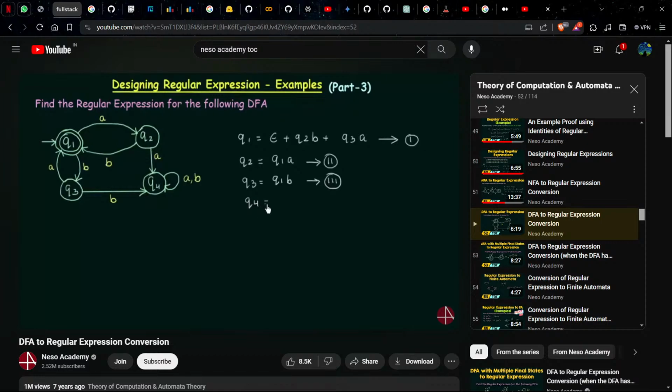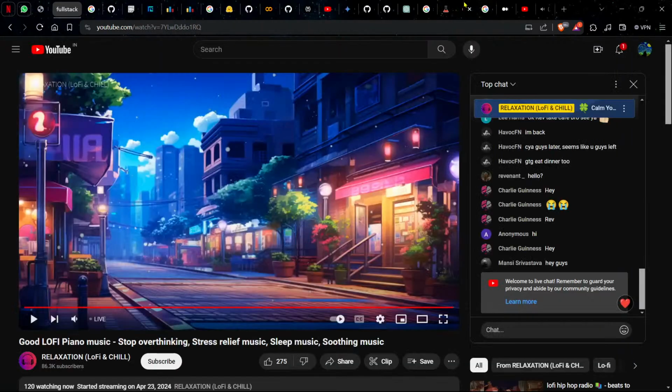And let's do the same thing for q4. In q4 we see that there are incoming transitions from q2, q3, and also from q4. So let me first write the one for q2: q2a plus, from q3 it is coming with input b, q3b, and from q4 it is coming with both input a and b. So we have to write q4a plus q4b. So this is equation number 4.